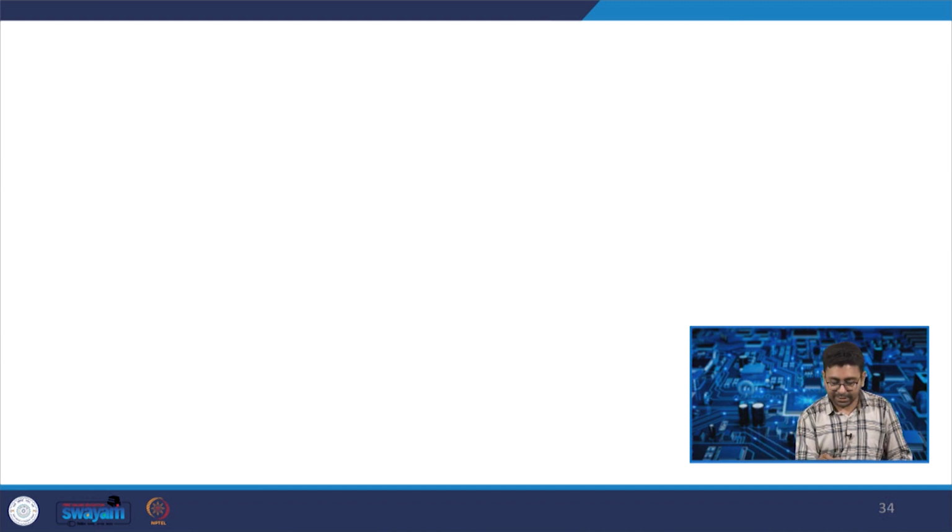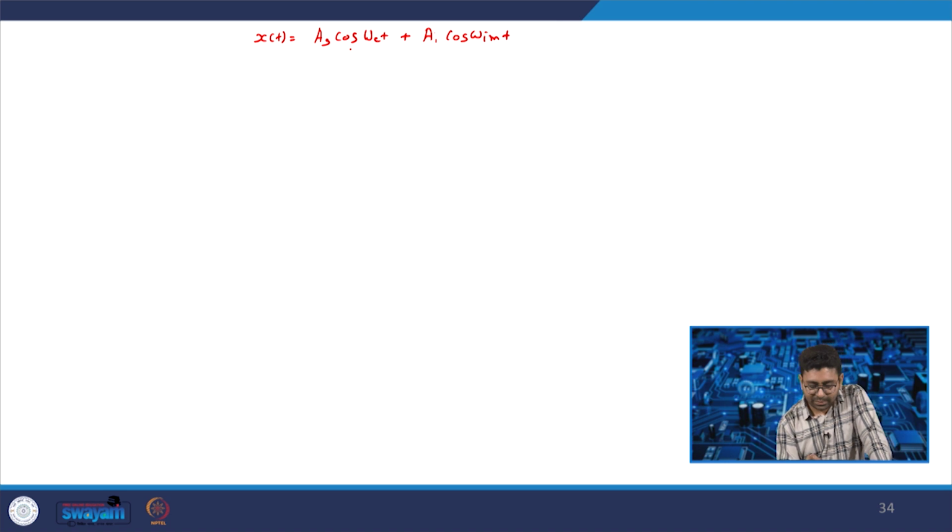Let us say this is x(t), which is cos omega c t plus a_i cos omega im t. So, here what is happening? This is your actual signal and this is the image signal. So, both will be there in x(t).